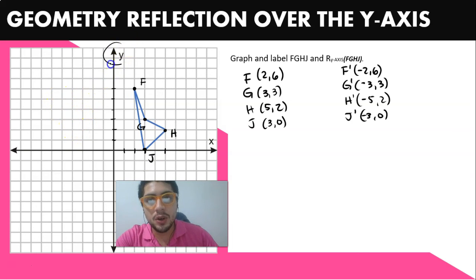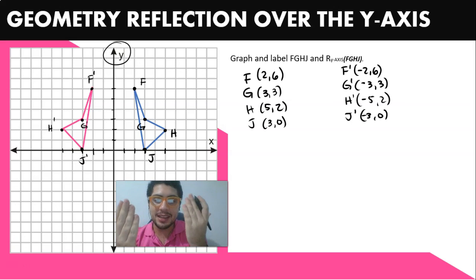Now let's find the reflection over the y-axis. It's going to be at -2, 1, 2, 6. This is going to be F'. G's new position is going to be at (-3, 3), so it's going to be here. H' is going to be at (-5, 2), so H' is located here now, and J' is going to be at the position (-3, 0). And there we have it, guys. As you can see, the reflection over the y-axis is basically like a mirror of the same image.